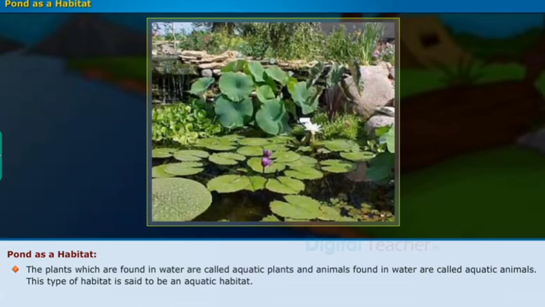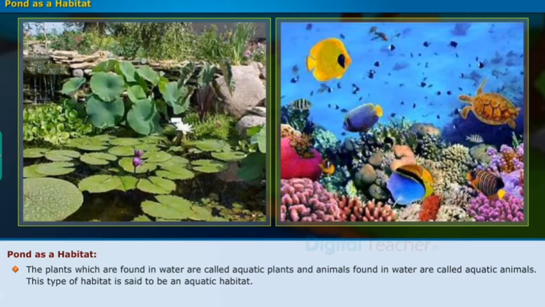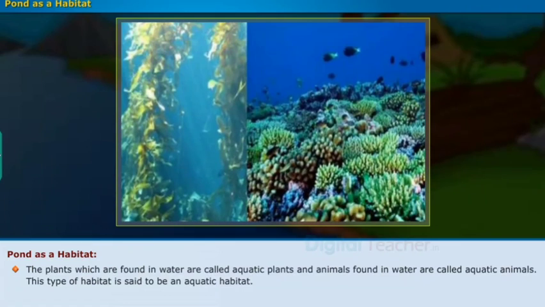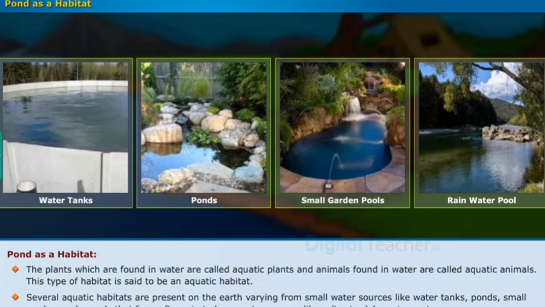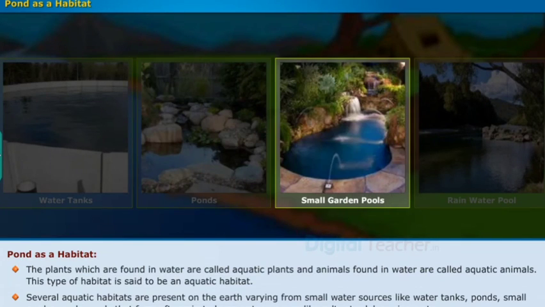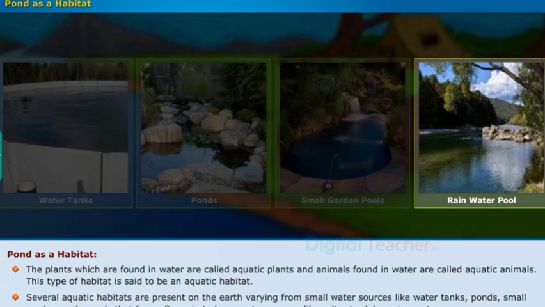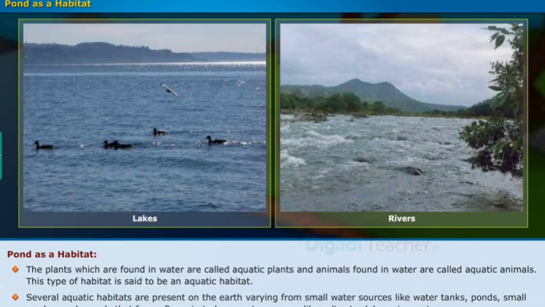The plants which are found in water are called aquatic plants, and animals found in water are called aquatic animals. This type of habitat is said to be an aquatic habitat. Several aquatic habitats are present on the earth, varying from small water sources like water tanks, ponds, small garden pools, pools that form after rain to large water sources like saltwater lakes, rivers, etc.